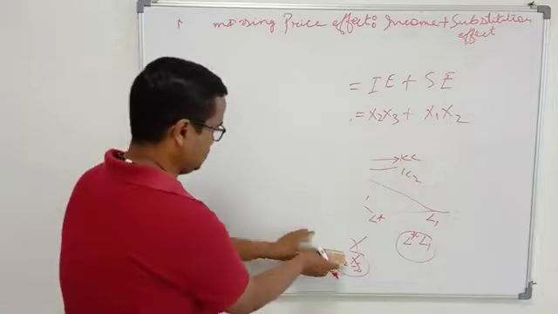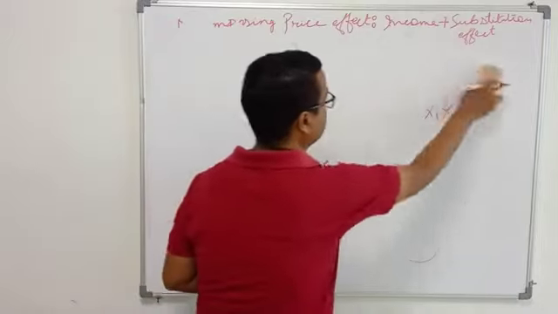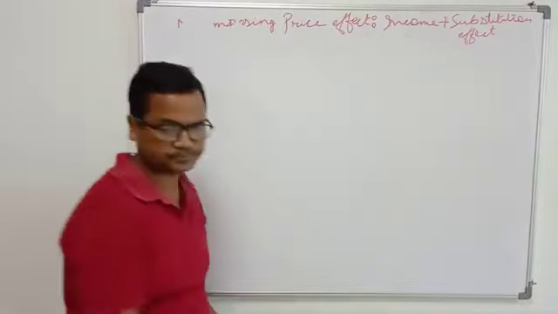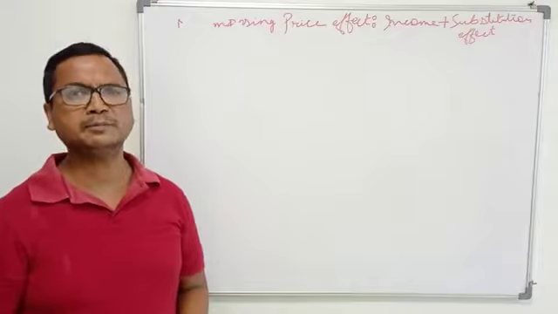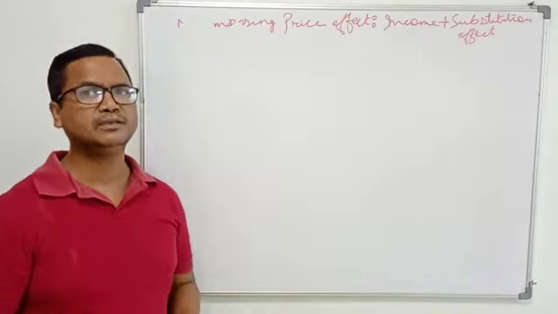Inferior goods are those goods where the income effect is negative. That means what? When our income increases, what happens? Our consumption of that good declines. That is, those goods are known as inferior goods.